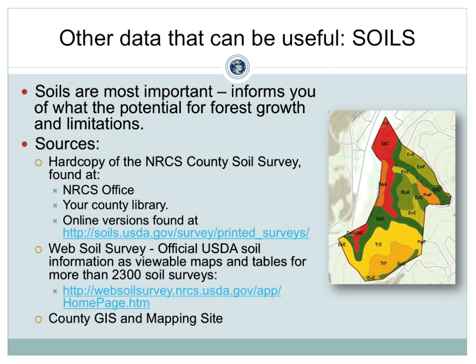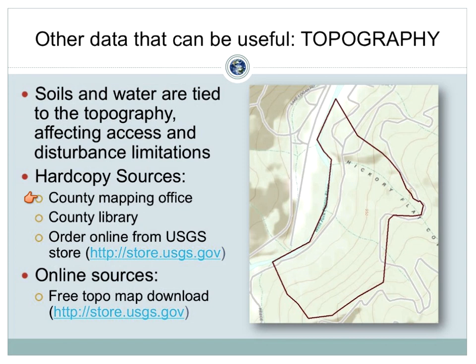Good information to have. Topography is also good. You can get hard copies probably at your county mapping office, at your county library. You can order topographic maps from the USGS, and then there's also free topographic map downloads from the USGS store. But again, you cannot import that in. You would have to manually digitize each one of these lines that represents a different elevation. So that could be a little bit tedious, but good information nonetheless.